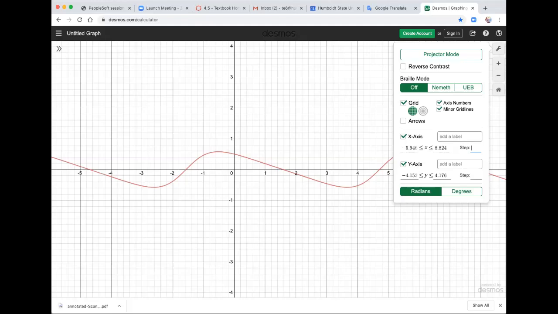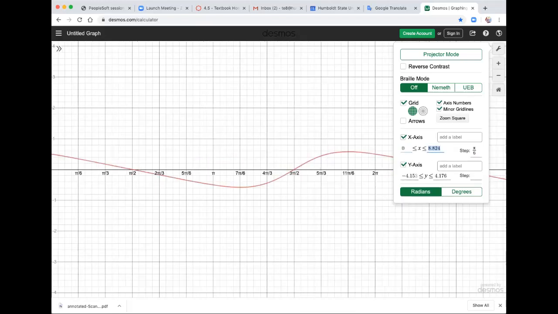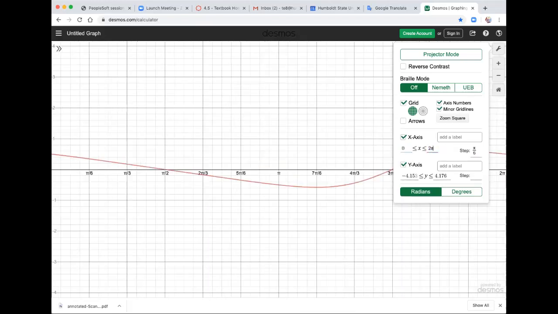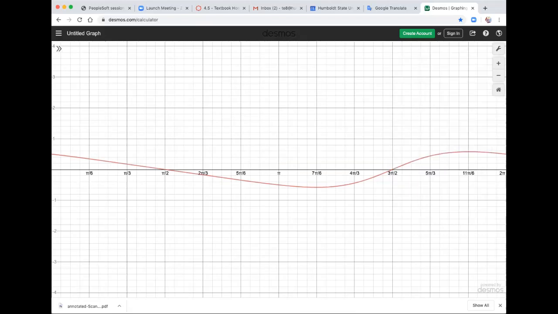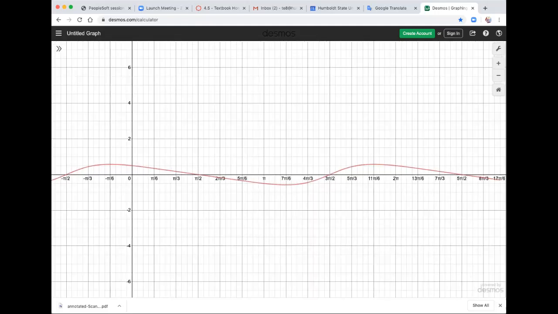So what did we want? We wanted the trig values. We had a couple, those pi over 6s. So maybe I'll make my step pi over 6. Something like that, yeah? And then let's first just look from 0 to 2 pi. This is what we were analyzing. So here's our graph. Let me zoom out just a little bit. Sorry about that.